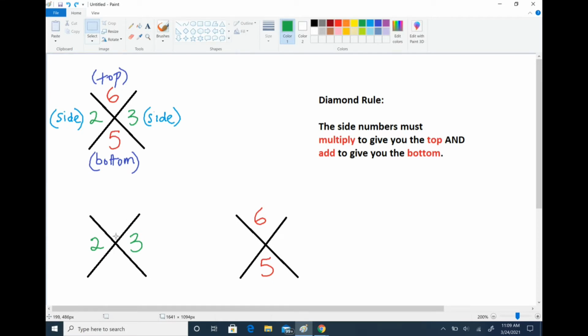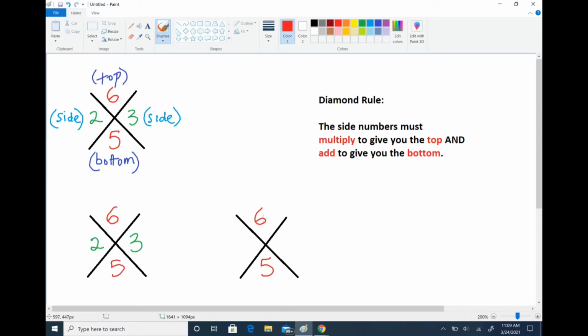So if you're given a diamond problem and you are given the two side numbers, so if your side numbers are 2 and 3 in this example here, how do you find the top and the bottom? Well, based on the diamond rule, the top would have to be 2 times 3, right? You multiply the side numbers to give you 6, while the bottom number is 2 plus 3, which is 5. So you add the side numbers to get the bottom. I'm using the same example that I had up here, but to drive home the point.